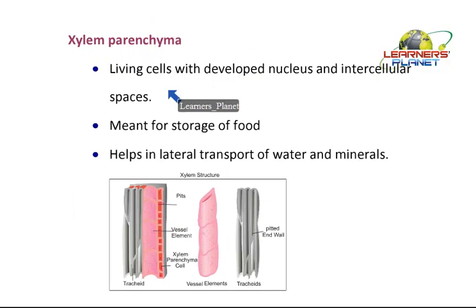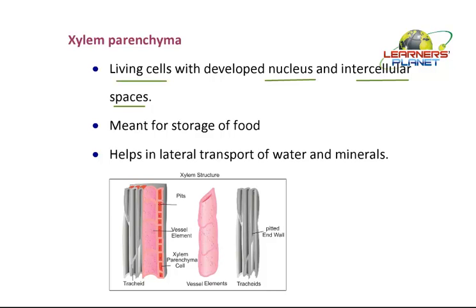The next is xylem parenchyma. So what do these xylem parenchyma do? You remember what is the basic property of parenchyma? They are living cells, they have the nucleus, they have large intercellular spaces. What else? You have to just remind the points that we have studied in the parenchyma tissue. The cell wall is thin, right? They are made up of cellulose, but it is thin as compared to meristematic tissue.